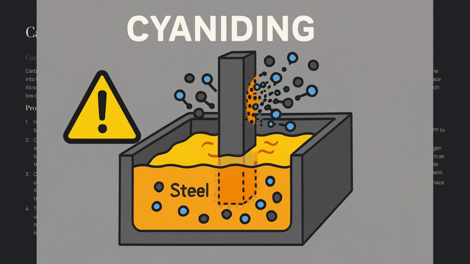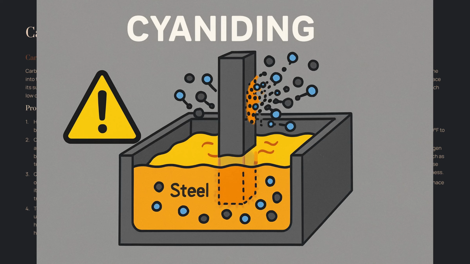Cyaniding. Cyaniding is a thermochemical case hardening process that simultaneously introduces both carbon and nitrogen into the surface of steel. It is a rapid and effective method for producing a hard, wear-resistant case on steel components, particularly for small to medium-sized parts. The process is typically carried out using molten cyanide salts.